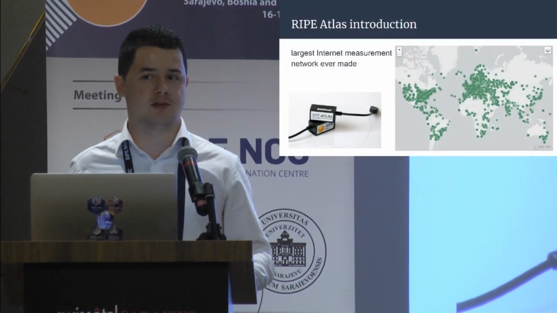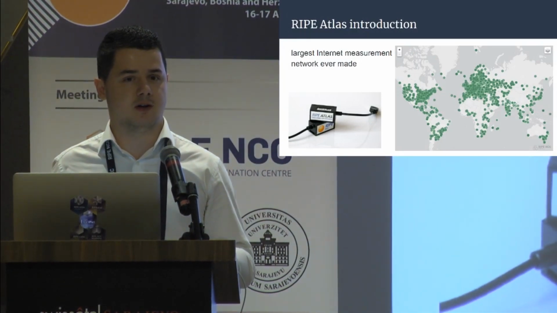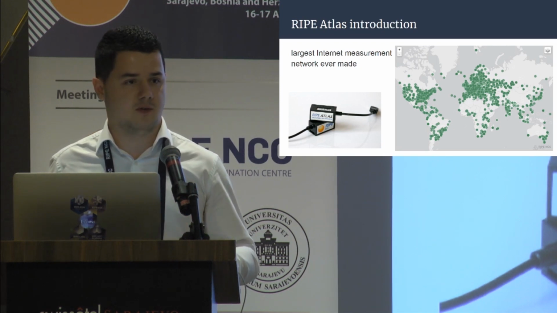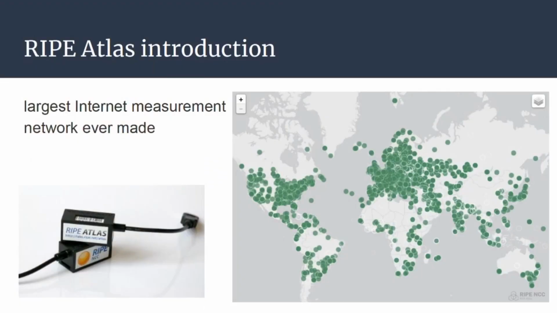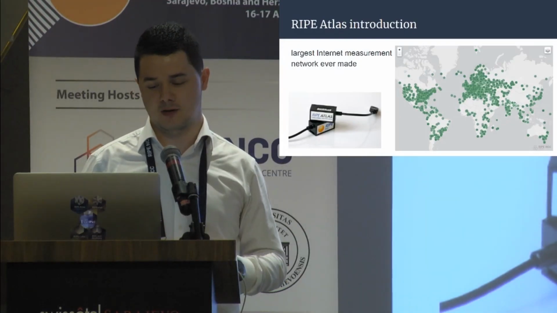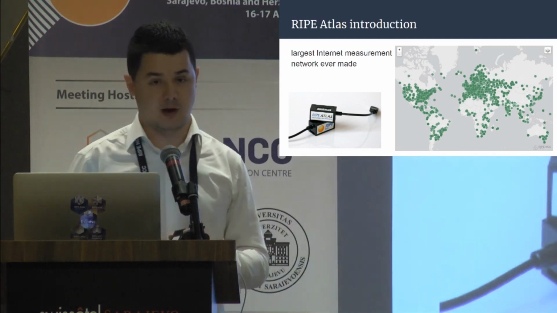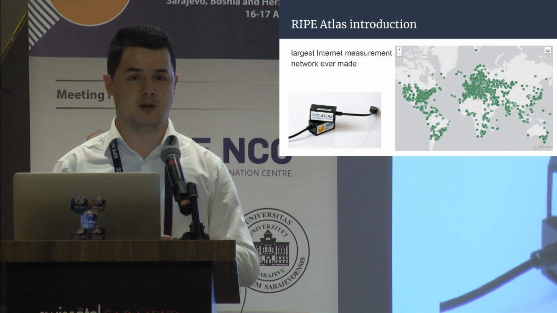So maybe for the beginning, can you please raise your hands, all of you who didn't attend yesterday's morning session by Alexandra. We had a RIPE Atlas tutorial and workshop. Okay, thanks. RIPE Atlas was introduced yesterday in a workshop where we did ping, traceroute, and a couple of other things. I have one in here. It's a really small device, Raspberry Pi based. It has an Ethernet connector and micro USB power. And it's the largest internet measurement network ever made.